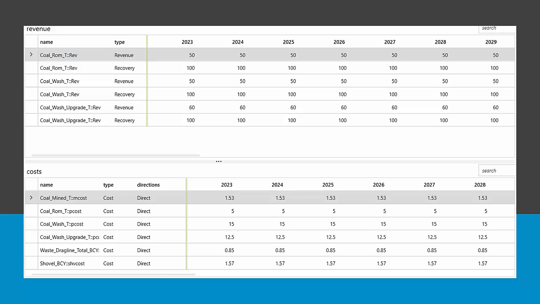And then I have a coal wash upgrade that produces a superior product that we can sell at a higher price. So now Scheduler is going to see those 3 revenue choices and decide where to send material based on availability and blending in order to maximize that NPV. And we have a mining cost, processing cost for the ROM, for the wash, etc., for the upgrade, dragline, as you can see here, and shovel.